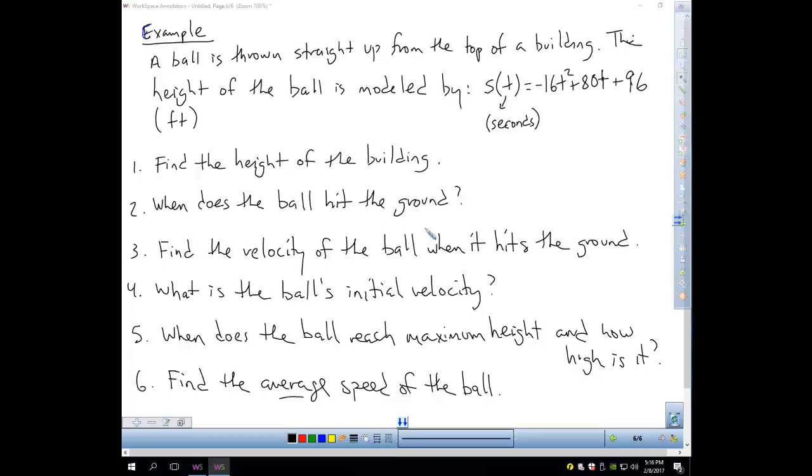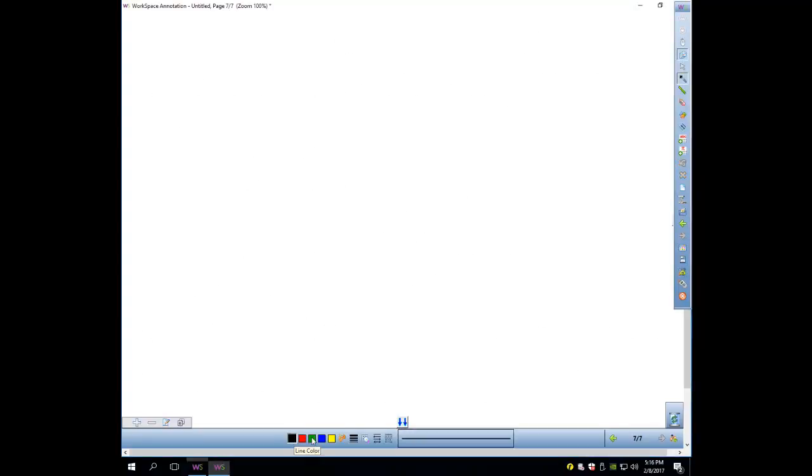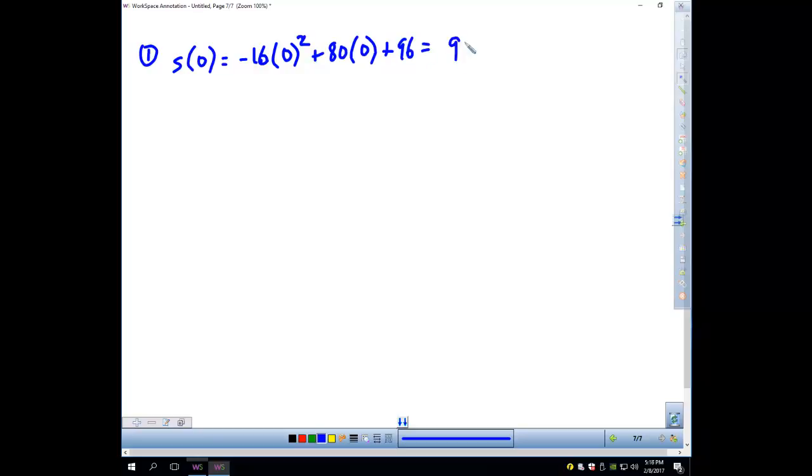All right, so you've had a chance to work on them. Hopefully you drew some pictures and could figure out whatever it is you needed to figure out. Here are my solutions to the problem. For question number 1, what's the height of the building? The height of the building is just going to be when t equals 0. That's where the ball is at t equals 0. So I plug 0 into the position function, and you notice that coefficient at the end, that's going to be the height of your building.